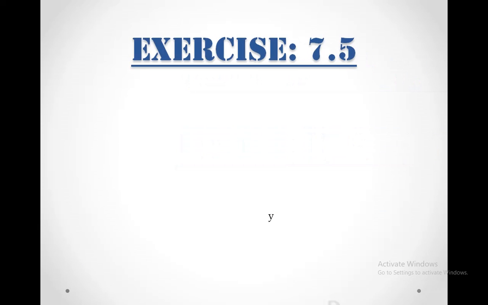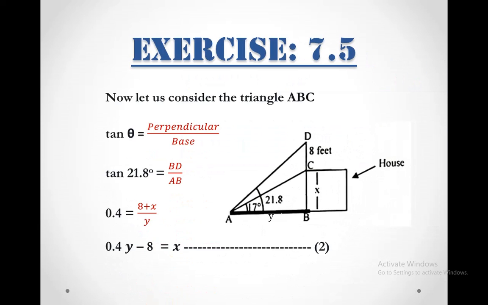Continuing our solution to the next page, now in triangle ABC, tan of theta, which is equal to 21.8 degrees. Viewers, make a correction over here. The triangle used now is triangle ABD, because the angle involved is 21.8 degrees, which is in triangle ABD. So please make a correction over here. This is a human error, don't mind please.